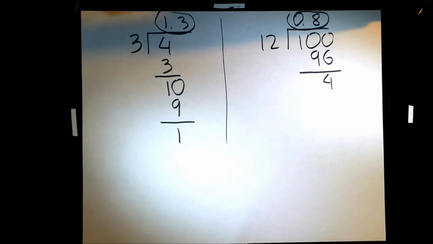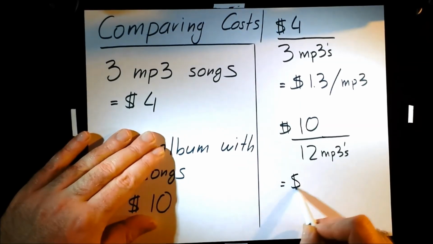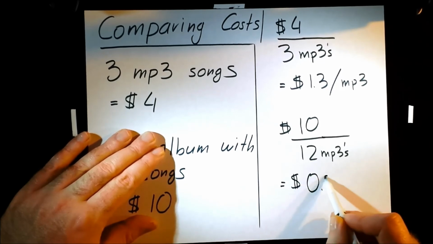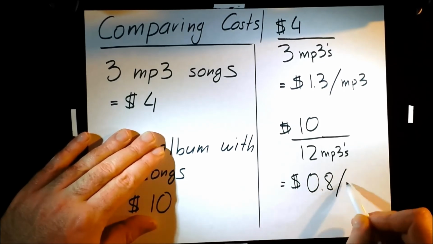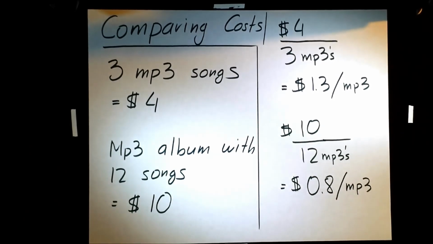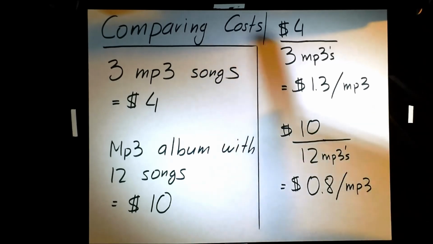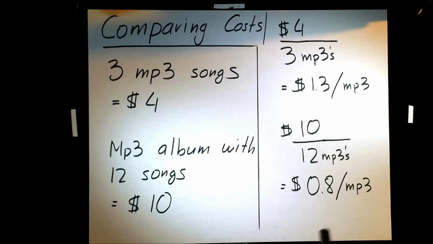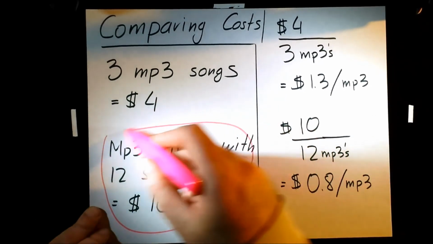I'm just estimating very roughly here. So that got us $0.8 per MP3. Again, as you saw, my calculations were very rough, but since I'm trying to compare costs here, I don't need very precise calculations because the price difference is so obvious. $1.3 per MP3, $0.8 or 80 cents per MP3. Buying the album is definitely a terrific deal in this particular case. So this is the one you want to go with. Any questions?